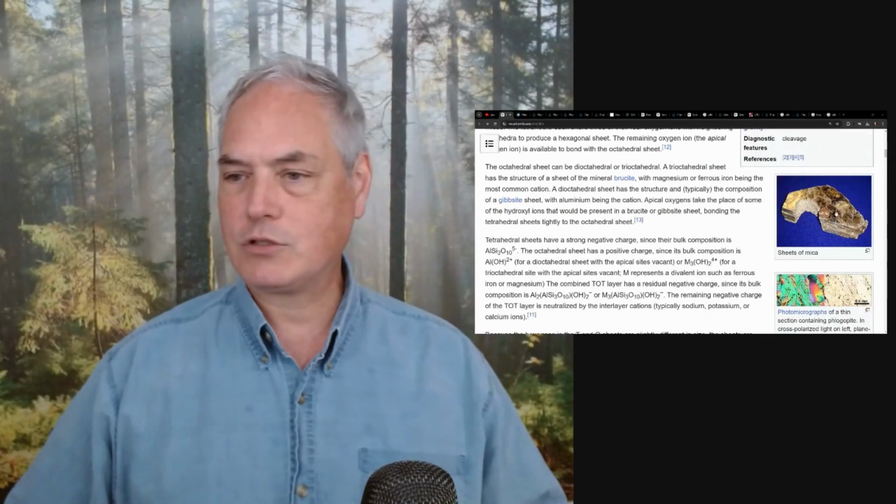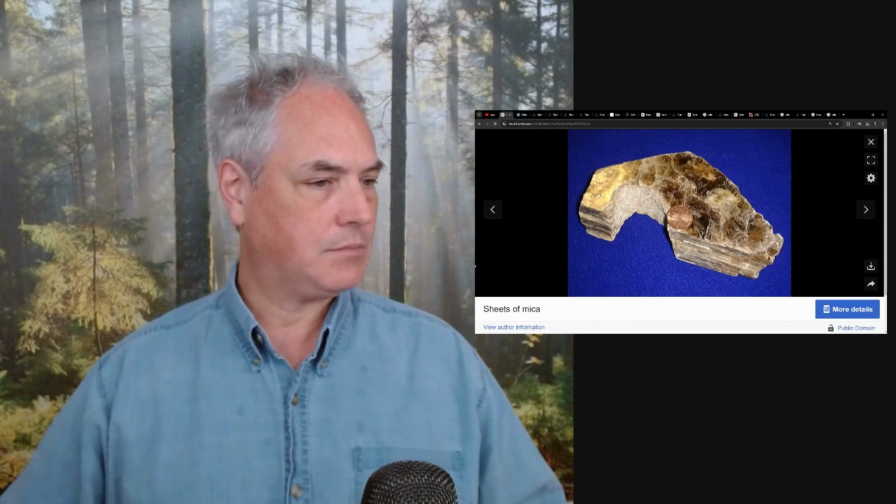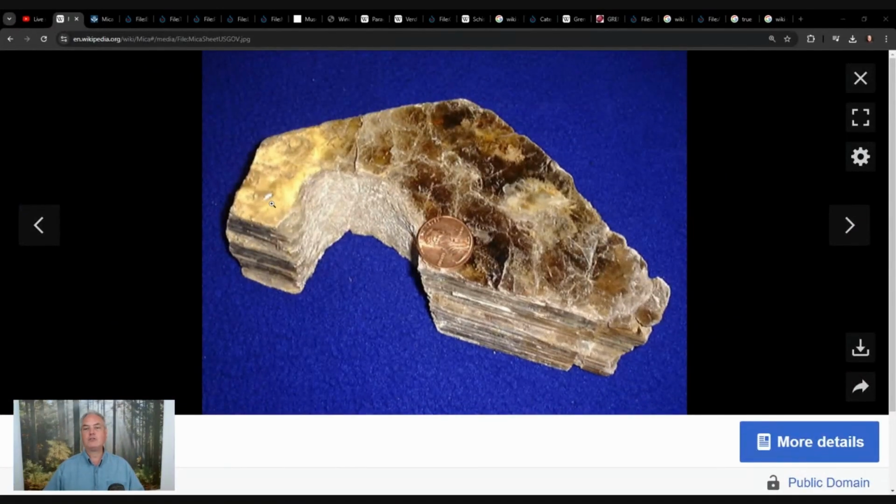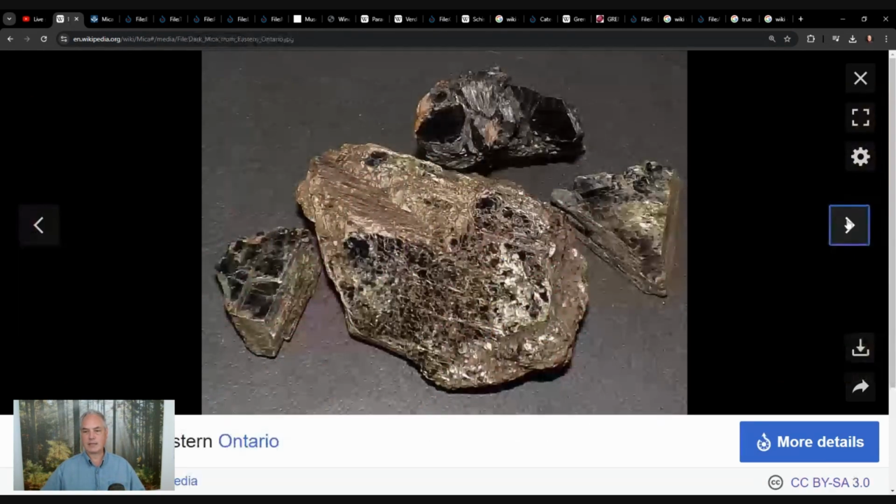So we have a crystal. Let's see if we can make it bigger. Let's make it even bigger. Perfect. As you can see, we have a mineral that looks like little sheets on top of each other, like a book. Let's see if there's another example. Here's an example of biotite, which is a mica.